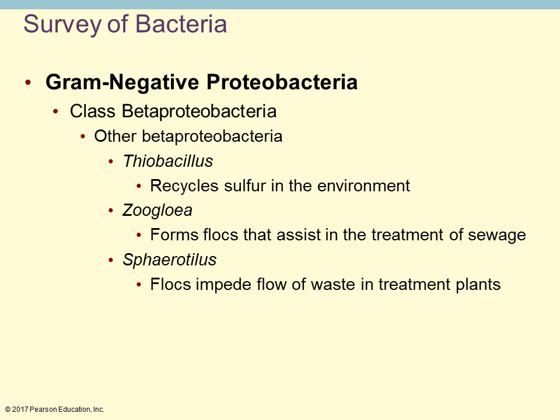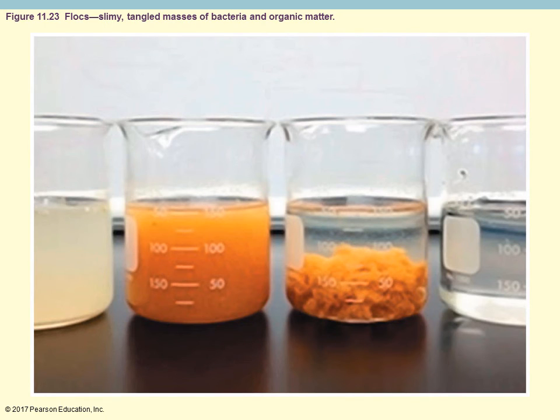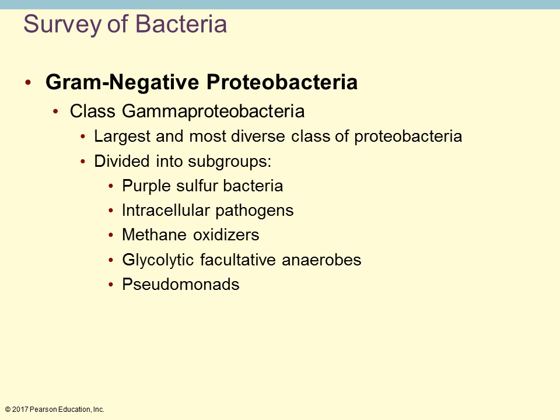Thiobacillus helps to recycle sulfur in the environment. Zoogloea is used in treatment of sewage because it often forms what we call these flocs. It's going to help with the treatment of the sewage. And this is showing the flocs and how it helps. Basically, it's helping to prevent clogging up in the sewage treatment plants.